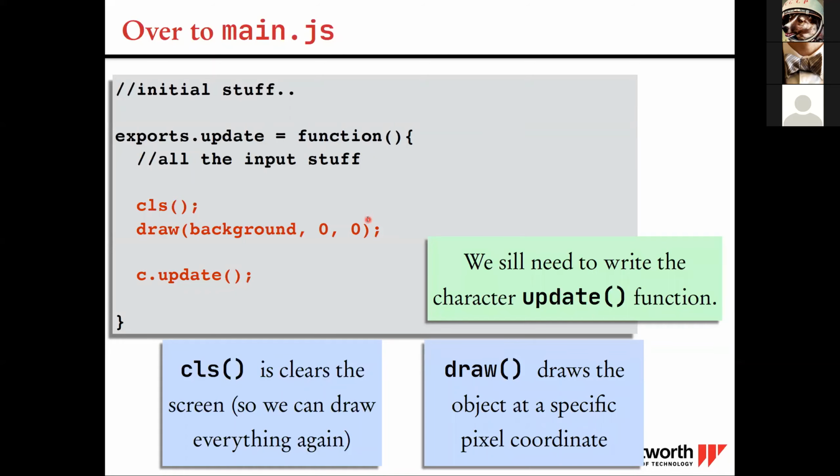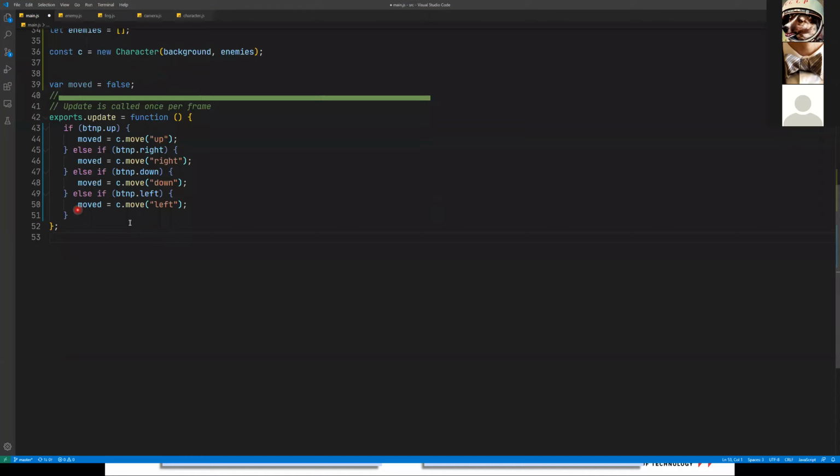We are going to need to write this update function, but it's going to actually be very simple. So let me go back to the code, and right below our movement stuff, we're going to say CLS. So that's going to clear the screen.